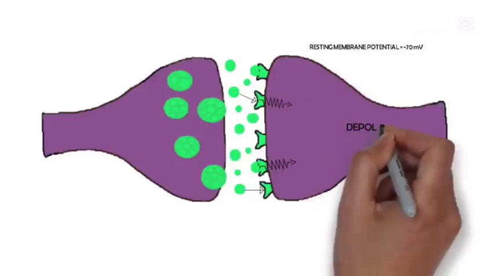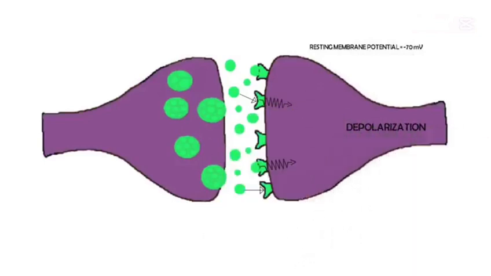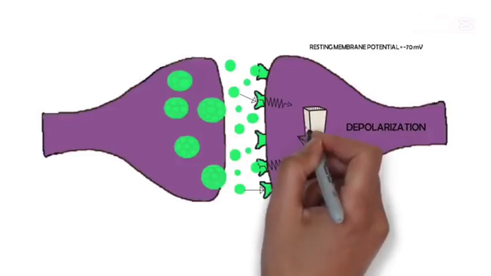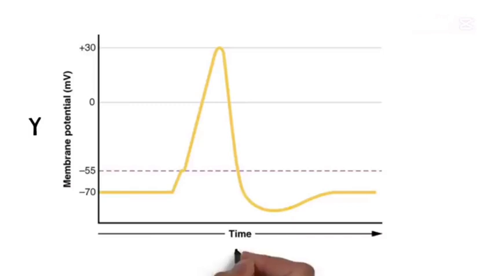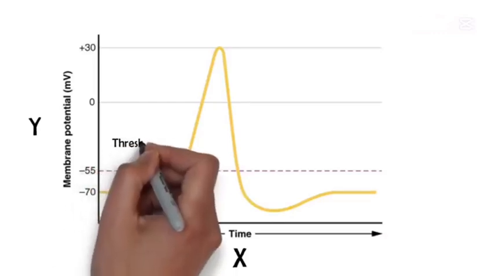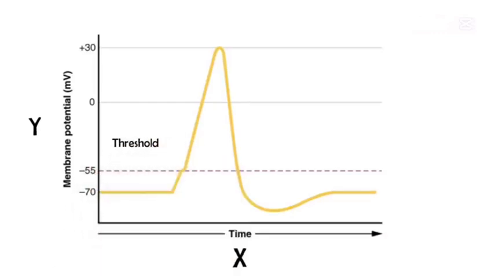This chart shows membrane potential on the y-axis and time on the x-axis. When neurotransmitters interact with receptors, it causes repeated depolarization of the neuron. Eventually, the neuron reaches what is known as its threshold membrane potential. In a neuron with a resting membrane potential of negative 70 millivolts, this is generally around negative 55 millivolts.